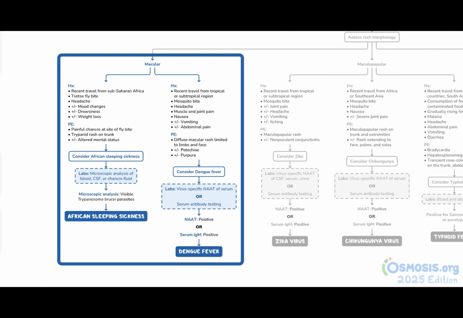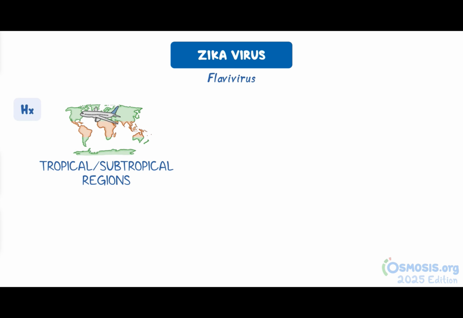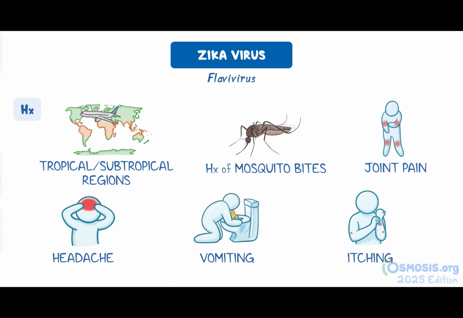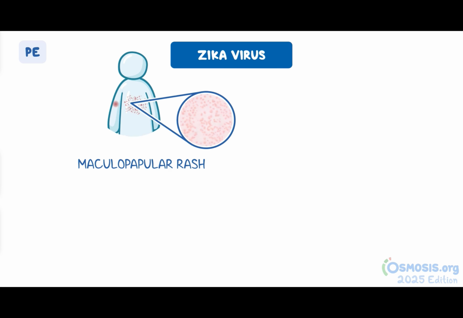Okay, let's move on to infections with maculopapular rash. This rash appears as a mix of flat discolorations and raised bumps. First up is Zika virus, which is also from the Flavivirus genus. Patients report recent travel from tropical and subtropical regions with a history of mosquito bites. They may have joint pain, headache, vomiting, or itching. Exam typically shows a maculopapular rash and possibly non-purulent conjunctivitis.